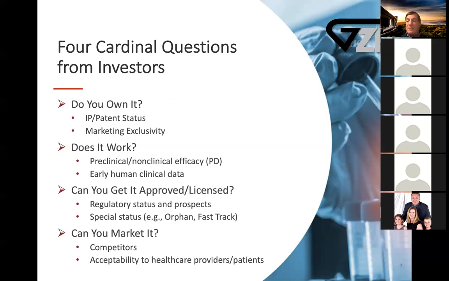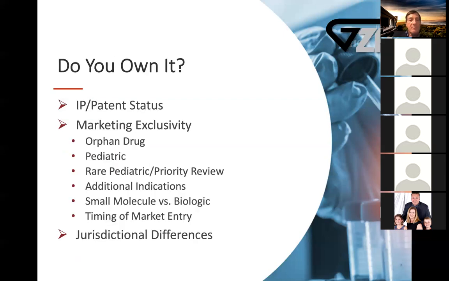The biggest companies have failed with some product launches simply because the product was not easily marketable. So going into, do you own it? There we have the IP patent status, marketing exclusivity mentioned earlier. Rare pediatric designation is very important these days. Additional indications: what's the prospect for your product to have additional indications added after your marketing application is approved?